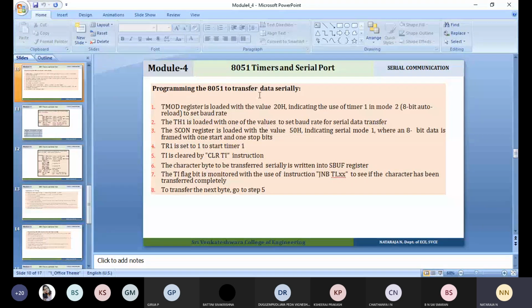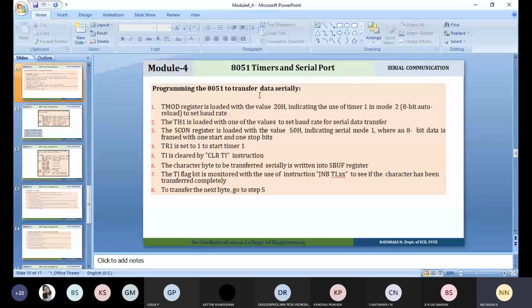Then coming to the next point, the serial control register is loaded with the value of 50H, indicating that it's serial mode 1, where 8-bit data is framed with start and stop bits. We are going to use mode 1, that is why we load it with 50H. This 50H will be loaded in the serial control register. In the SCON register, 5 is equivalent to 0, 1, 1, 0, and the rest of the 4 bits will be 0, 0, 0, 0. Based on that, it will select serial mode 1.